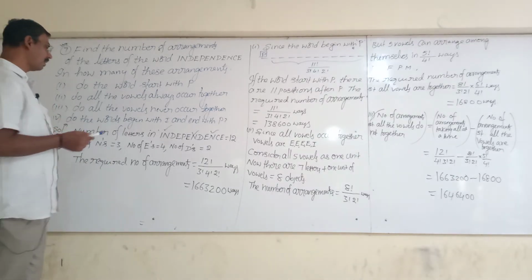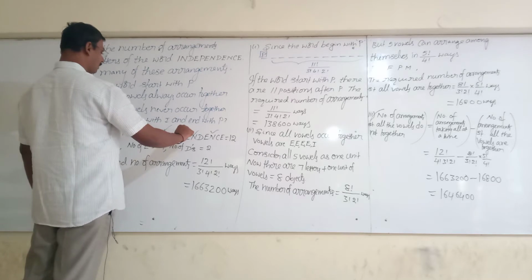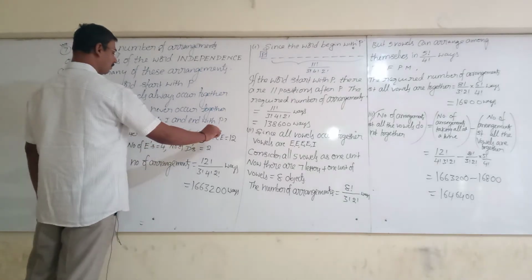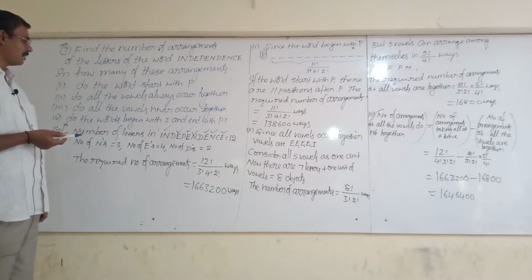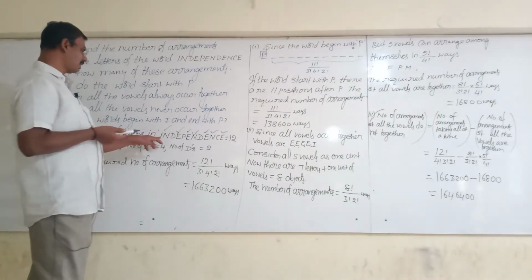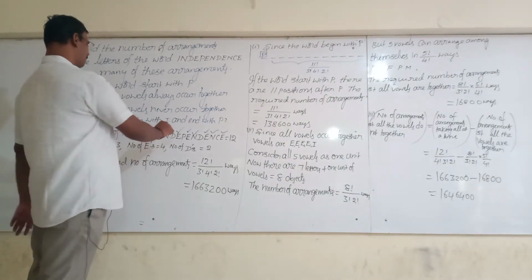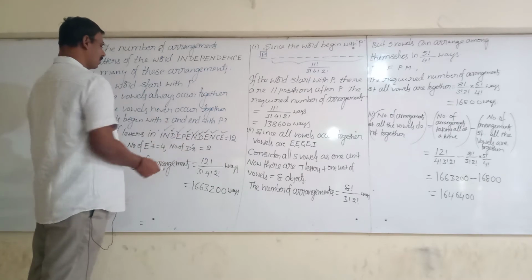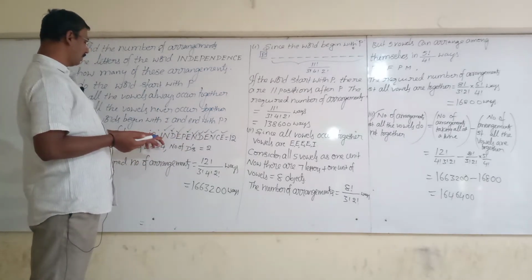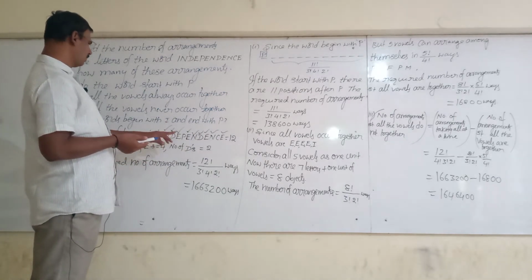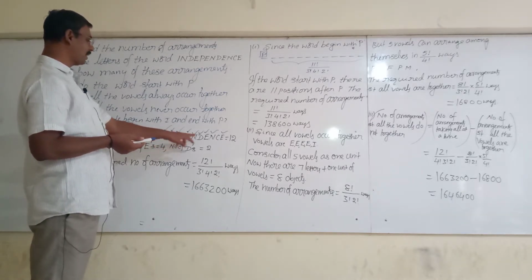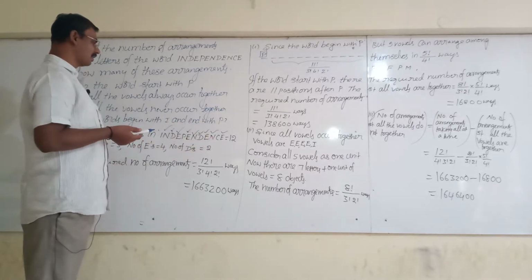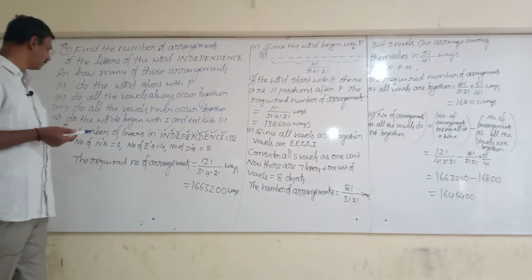Next, check the number of E's: 1, 2, 3, 4. Number of E's is equal to 4. And check further if any other letter is repeated. I is not repeated. D is repeated, 1, 2. And N, D, E are covered, P is not repeated. I, P and C, these are the rest of the letters.